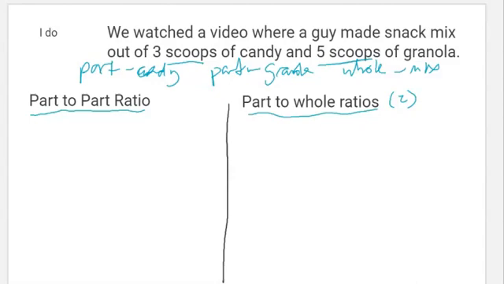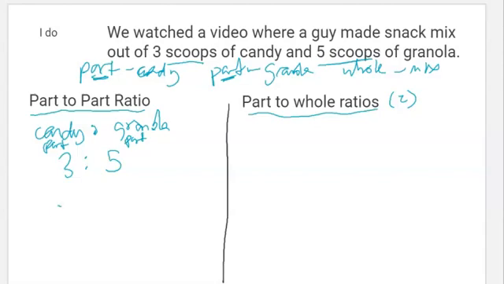And sometimes we talk about both of those ratios separately. So the part-to-part ratio in this situation is the ratio we make out of the 2 parts. It's the ratio of the candy to the granola. Those are the parts. So we make that ratio. The part-to-part ratio is 3 to 5. I don't know why my thing's making so many extra marks here. I'm so sorry. 3 to 5. That's a part-to-part ratio. The candy is a part of the mix. The granola is a part of the mix. And that's a part-to-part ratio.